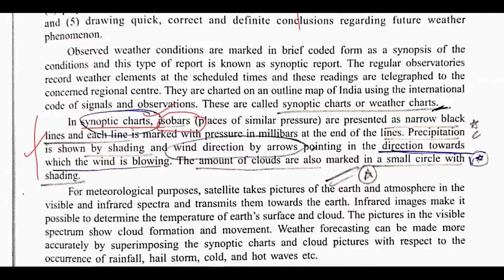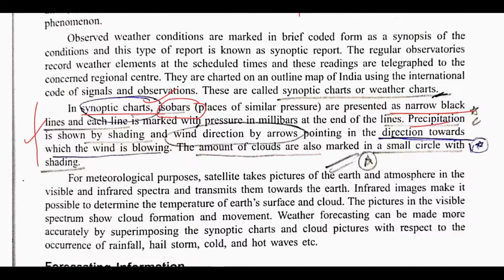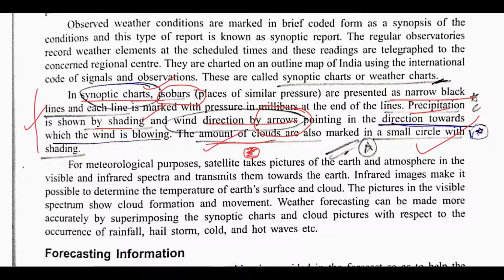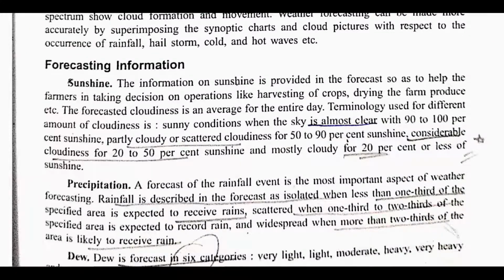What represents what: pressure is represented by narrow black lines, while precipitation is shown by shading. Wind direction is shown by arrows toward which the wind is blowing. The amount of clouds is marked by a small circle with shading, like this is a small circle and it would be shaded. This is how clouds are marked. Now forecasting information.